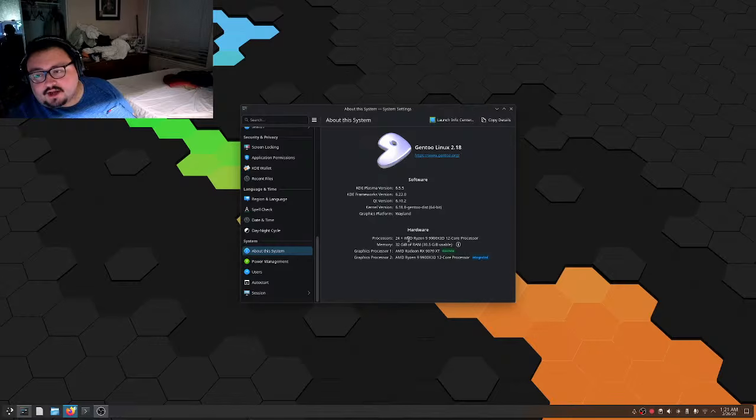So I got an AMD Ryzen 9 9900X3D, 32 gigabytes of RAM, an AMD 9070 XT discrete graphics card, and the integrated graphics from the Ryzen 9. So yeah.